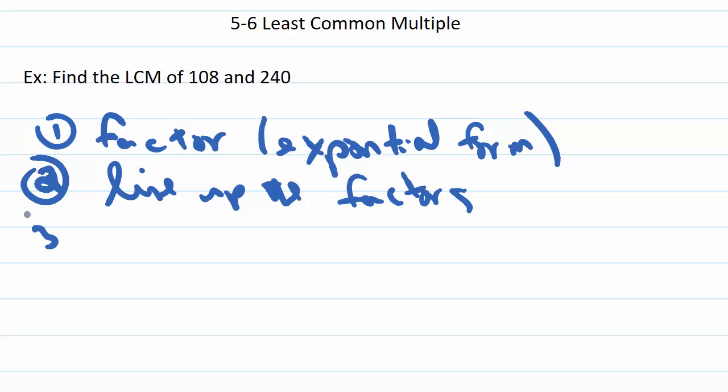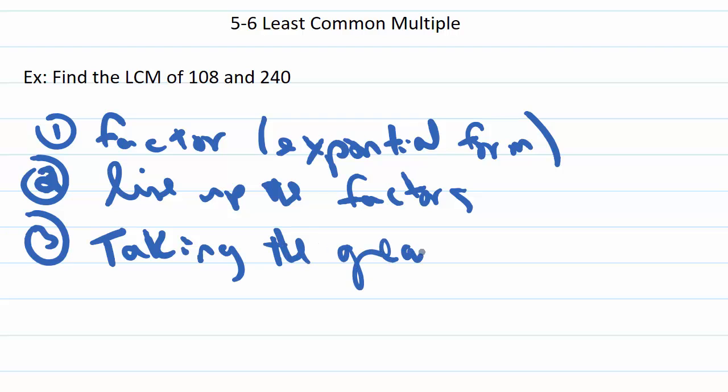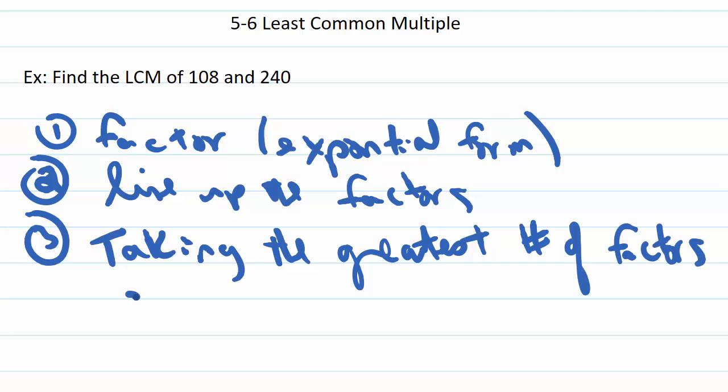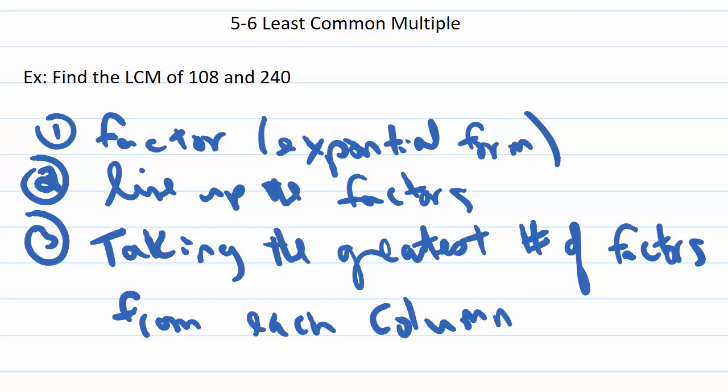And then from there, we can find the least common multiple by taking the greatest number of factors from each column, and you'll see why I say column in a minute, and multiply. Okay, so after you've written this down, we'll do an example.